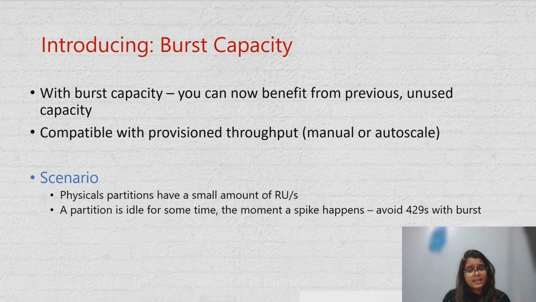Burst capacity is actually useful when you have physical partitions which have a small amount of RUs, which is the case in our Contoso Hospital because we have a smaller workload and smaller data. So if you have physical partitions which have less than 3000 RUs per second, you can enable burst capacity to accumulate the unused capacity and utilize it at the time of a spike. This lets you handle the spikes and avoid the throttles.